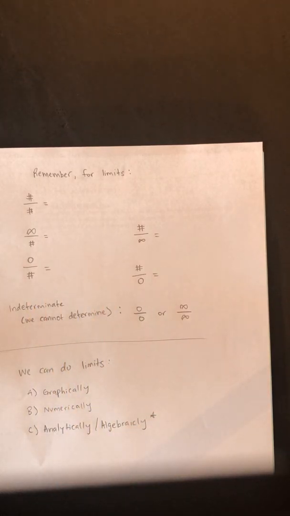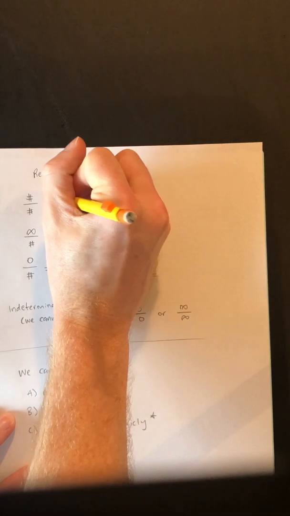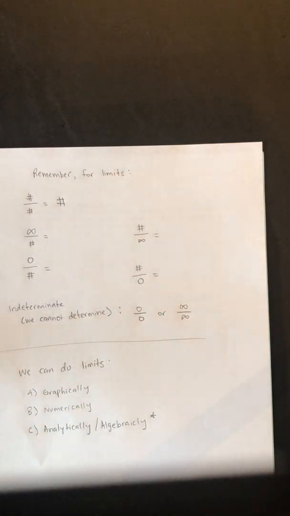Remember, for limits, when I'm evaluating, if I get a number on the top and a number on the bottom, well, that's going to be just fine and dandy. You're going to get a number, and then that's your answer. You're done. The issue is whenever we get an infinity or a zero coming up in one or both parts of the limit. So let's go through those situations, and then we'll get into the new stuff.